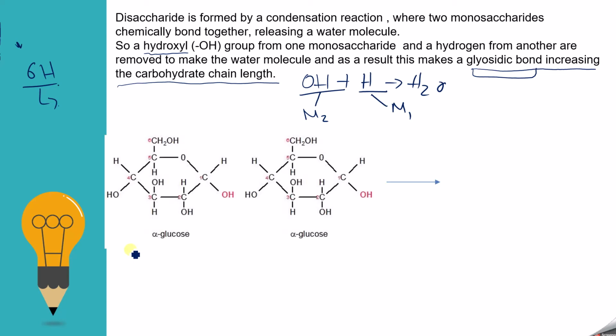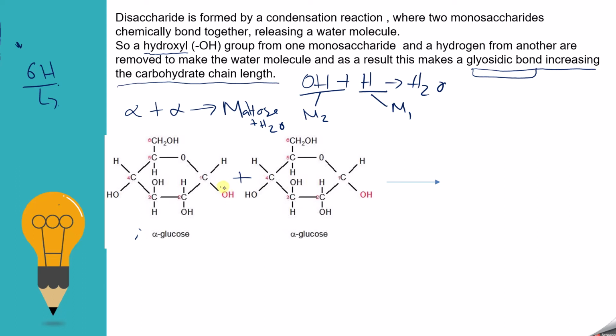Knowing what I've mentioned so far, let's see if you can attempt this. It's relatively hard doing it the first time round, but it's good that you try. So we've got two alpha glucose molecules, so alpha glucose plus alpha glucose makes maltose plus water. Now we know the structure of alpha glucose, and we know what happens when these two chemically bond together. Obviously we're going to release a water molecule.